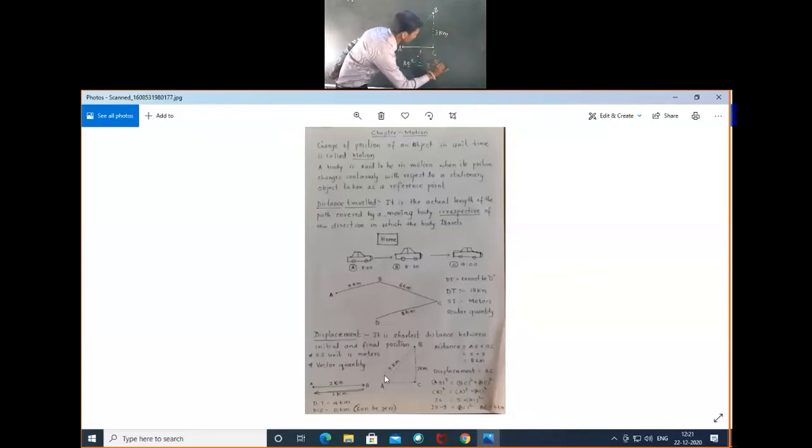AB square is equal to BC square plus AC square. So solve this. AB is how much? BC is how much? 3 square plus AC square. Solve this and tell me the answer.